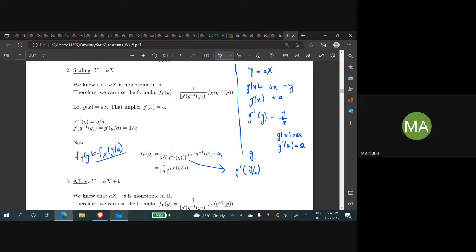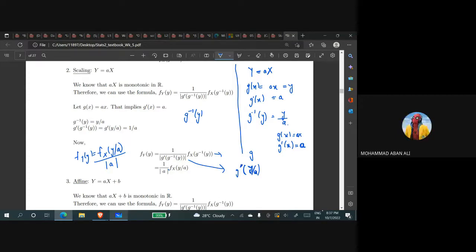Ma'am, the denominator is g dash of g inverse y. That is 1 by a, no, ma'am? Why is it 1 by a? g inverse y is y by a. So we got g dash of y by a. You want to differentiate. g dash is 1 by a.